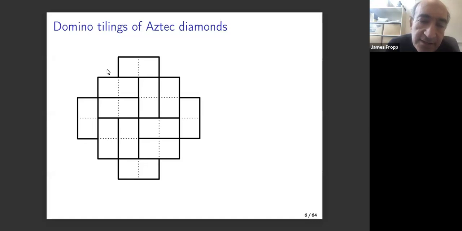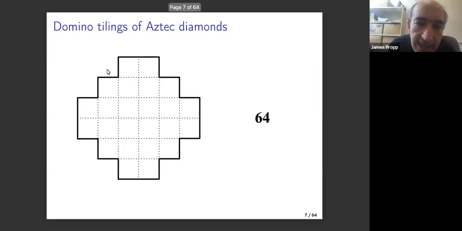Here n is 3, so that's the second row of length 6. And then the lengths decrease by 2, and the rows are centered in this fashion, so you end up with a figure with a lot of rotational and reflectional symmetry. That's an Aztec diamond of order n. Here's an Aztec diamond of order 3, tiled by dominoes in one particular way. And if we count the number of domino tilings of the Aztec diamond of order 3, we get 64.